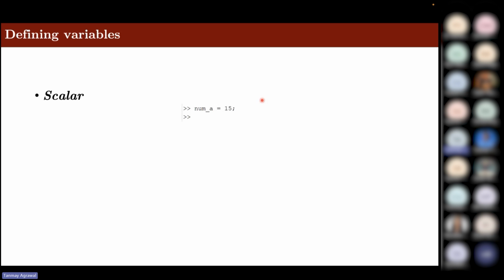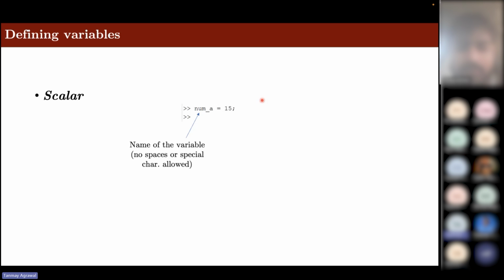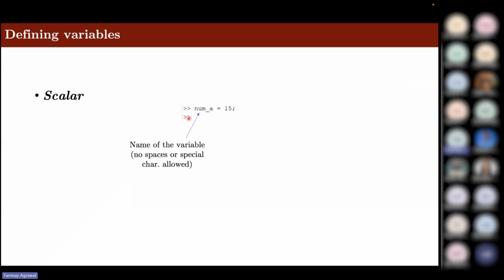So what I am defining here is the name of the variable, which is called num_a. So this num_a is the name of the variable. And it is important to note that you cannot use any space in the name or any kind of special character like hash, @ or something like that. So no fancy names are allowed. You can't use your PUBG username here. You have to stick to a very simplistic name.